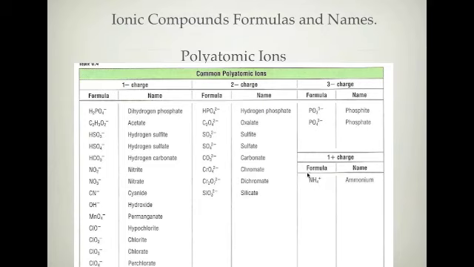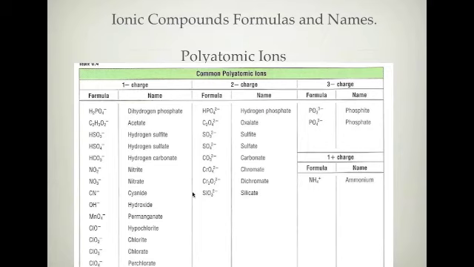The only positive polyatomic ion that we really deal with is called ammonium, and that's NH4 positive. So it just has one positive charge, but the actual ion is NH4 positive, meaning it has 4 H's and 1 nitrogen. And that's the polyatomic ions.